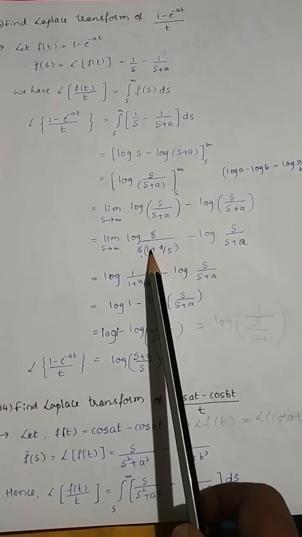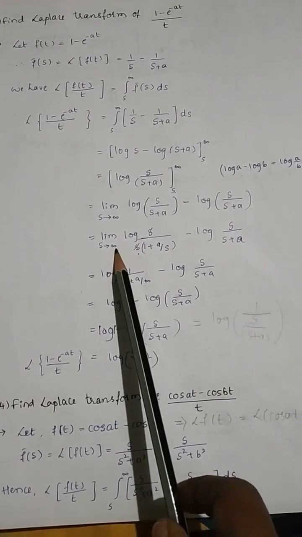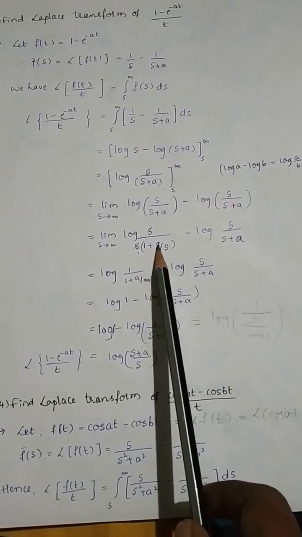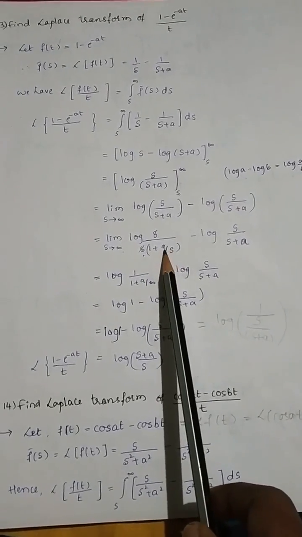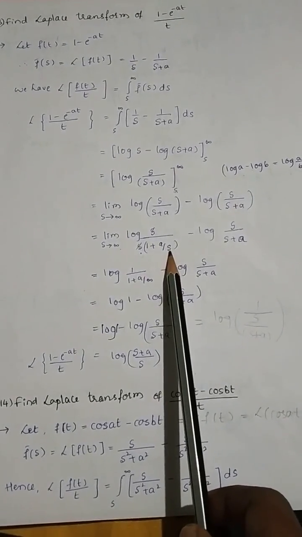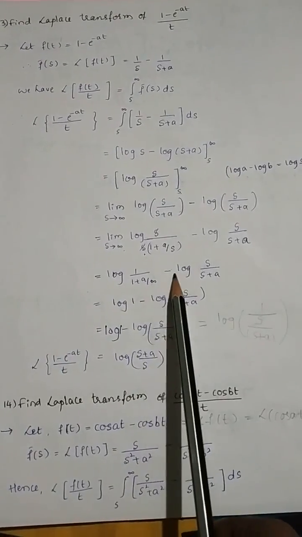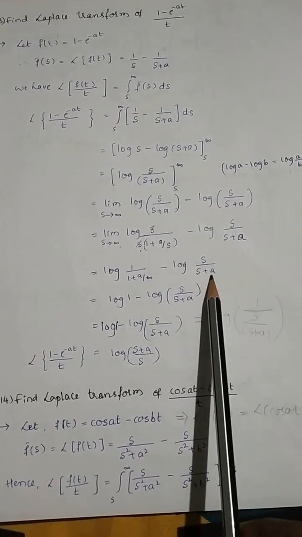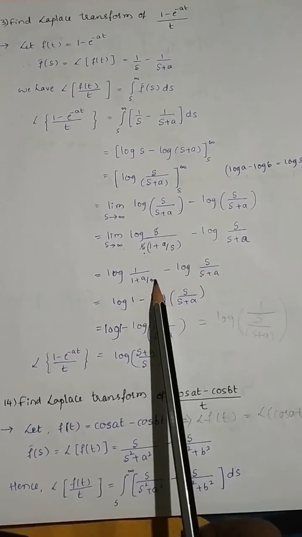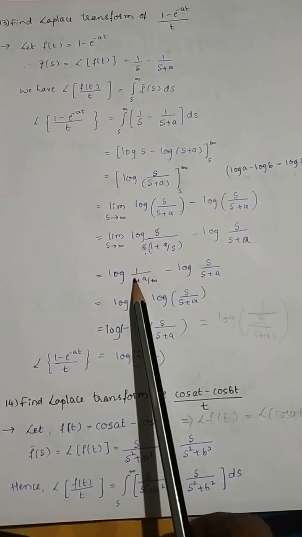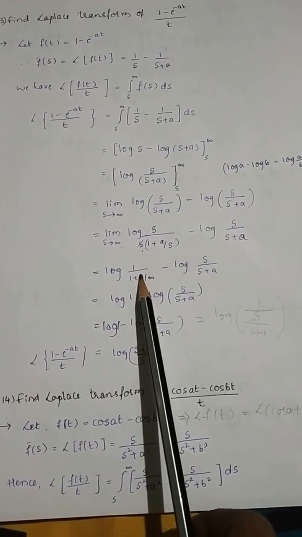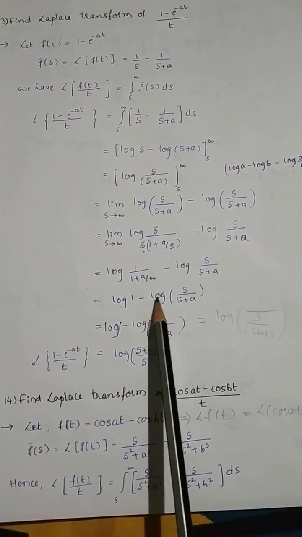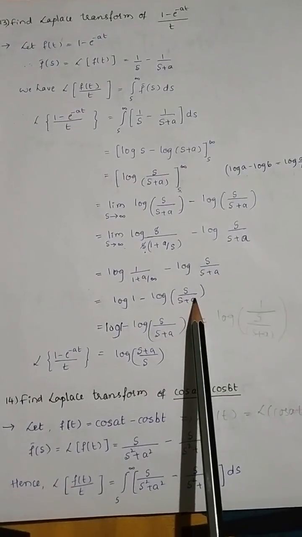Again, in the first term, the left term is limit s tending to infinity of log of 1 upon 1 plus a by s. Now putting the limit s as infinity, log of 1 upon 1 plus a by infinity, minus log of s upon s plus a. Now a by infinity is 0. Log of 1 upon 1 plus 0, that is log 1. Log 1 minus log of s upon s plus a.